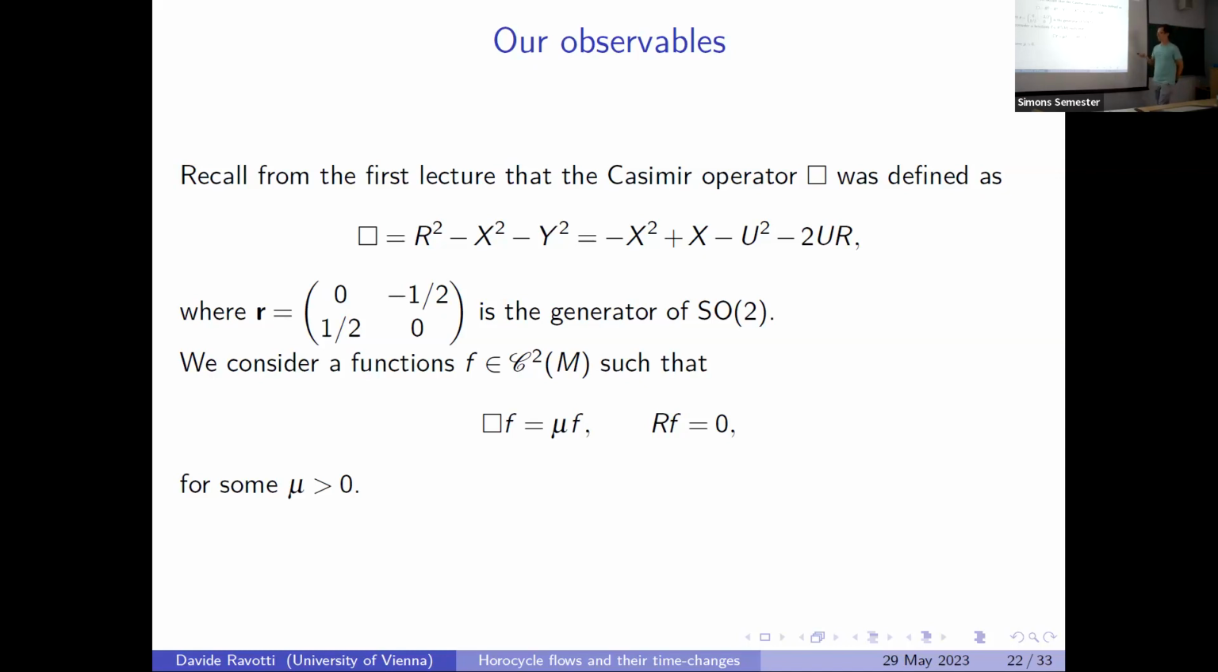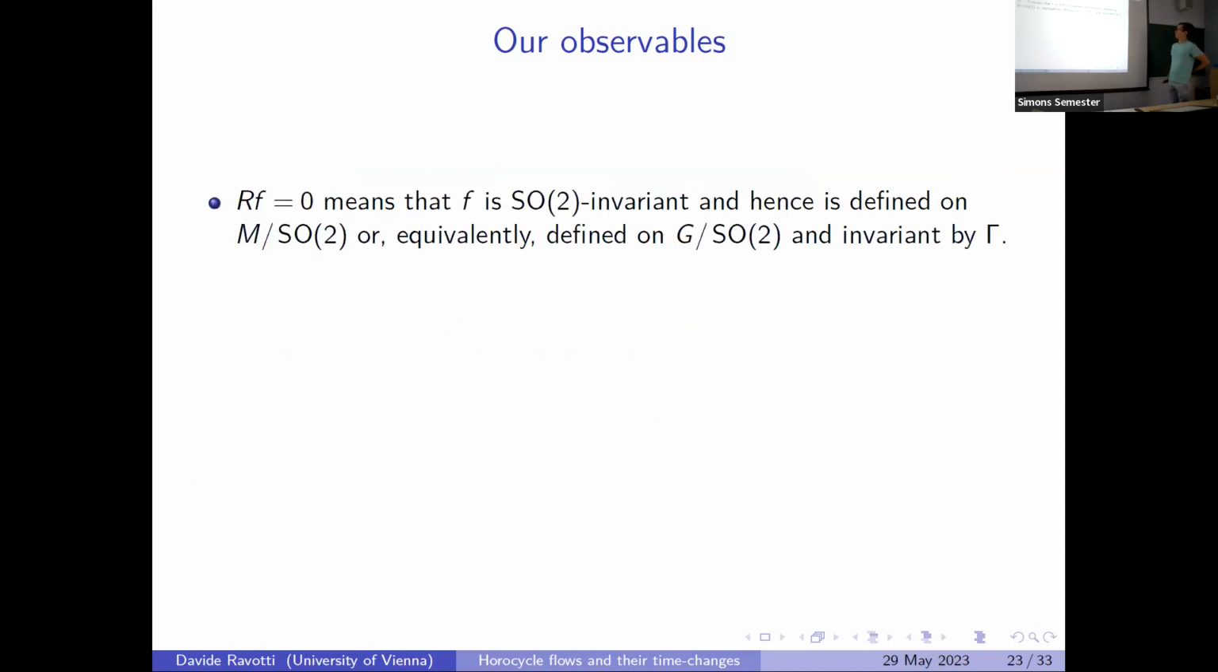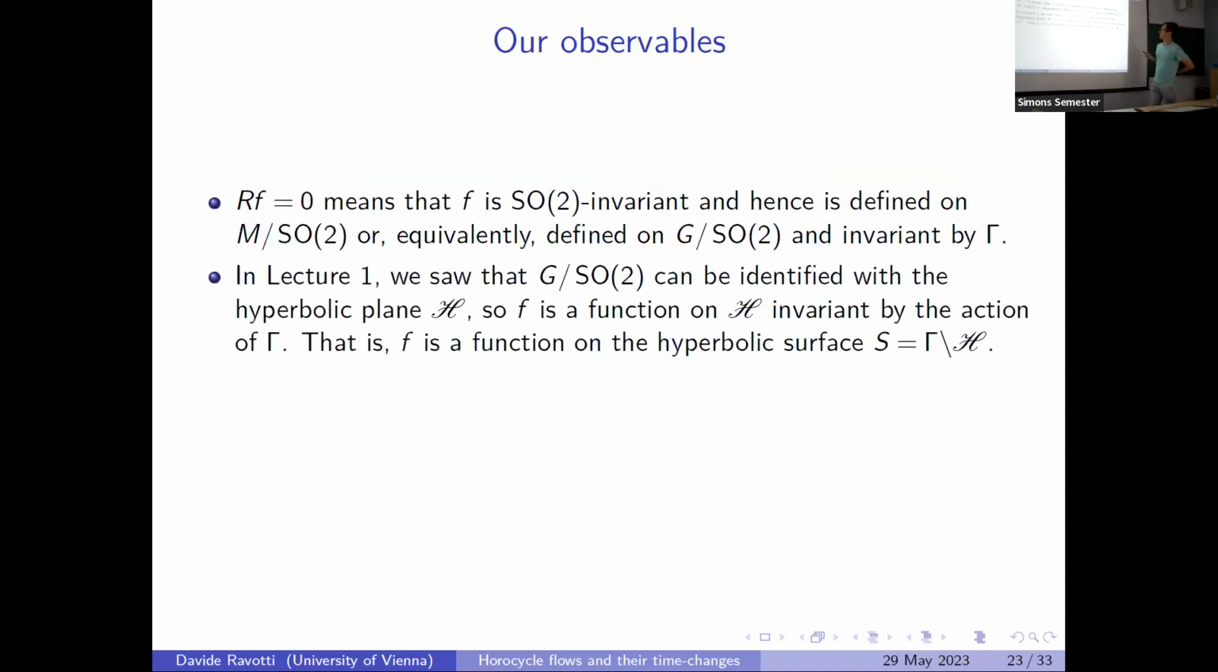So think of it as an eigenfunction of the Laplacian. I wrote it; this is what I said in words. These two conditions mean that I'm considering eigenfunctions of the Laplacian on this hyperbolic surface, being the quotient of the hyperbolic plane by the action of my discrete subgroup gamma.